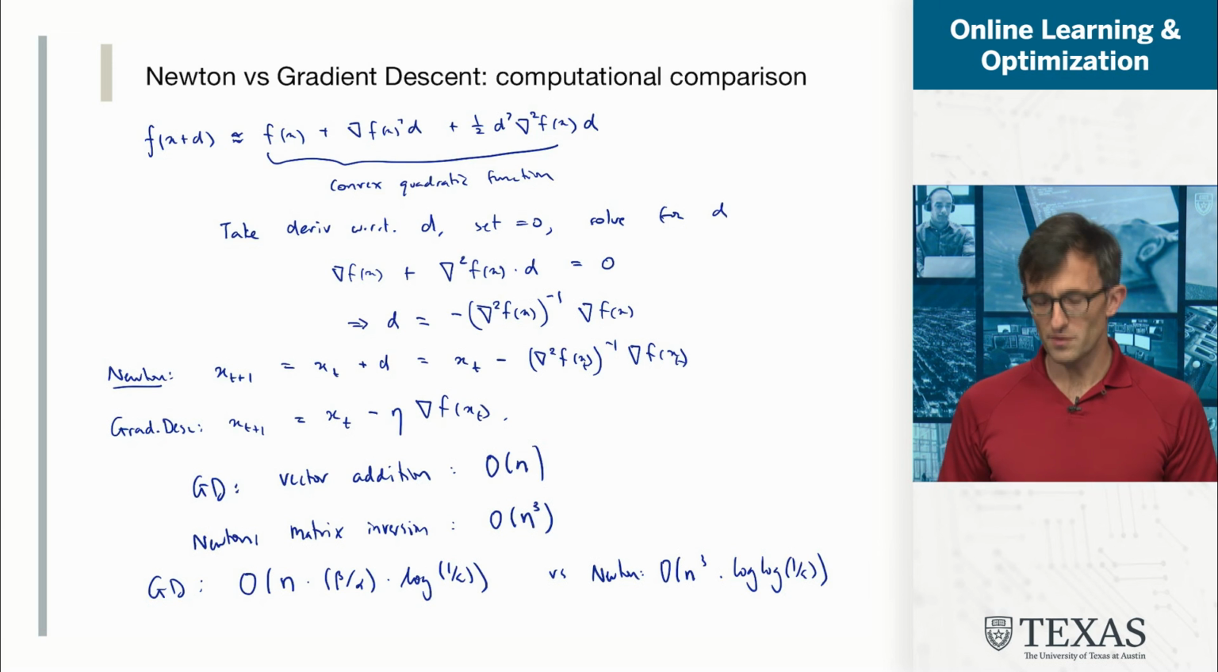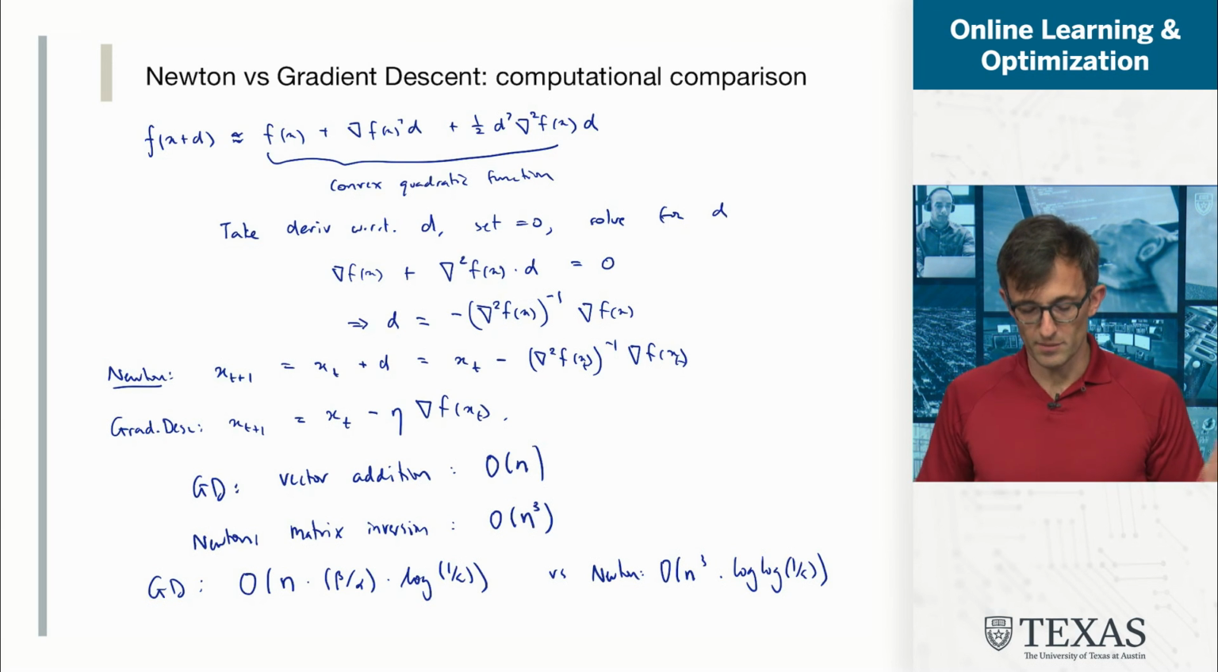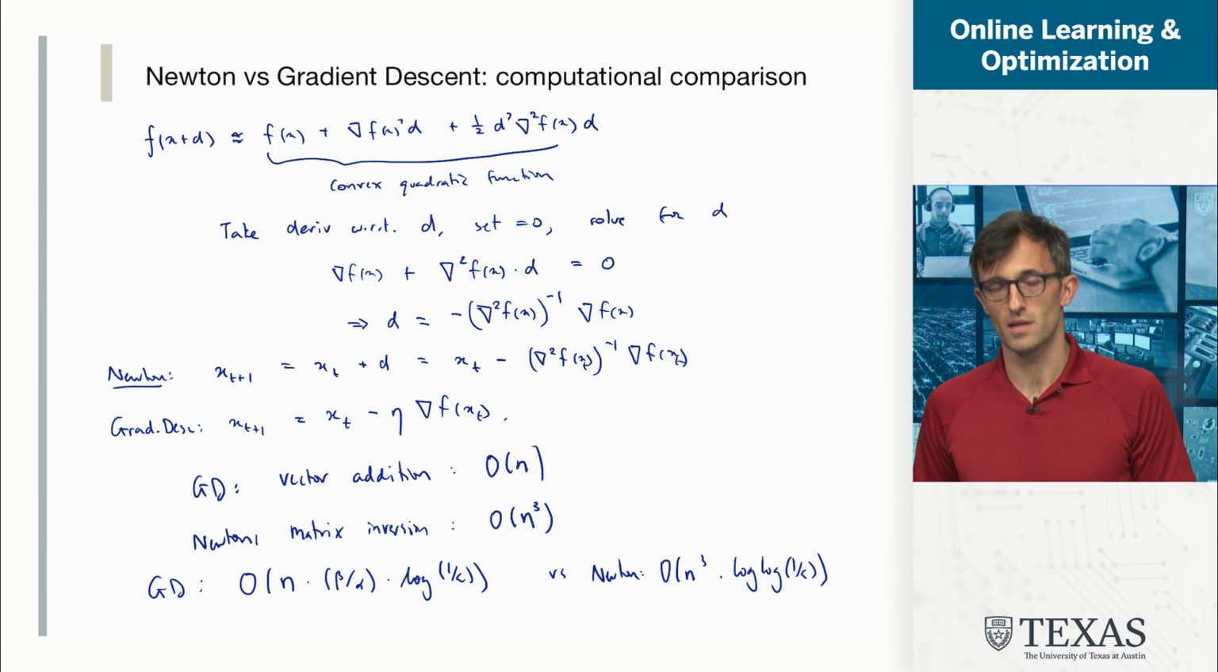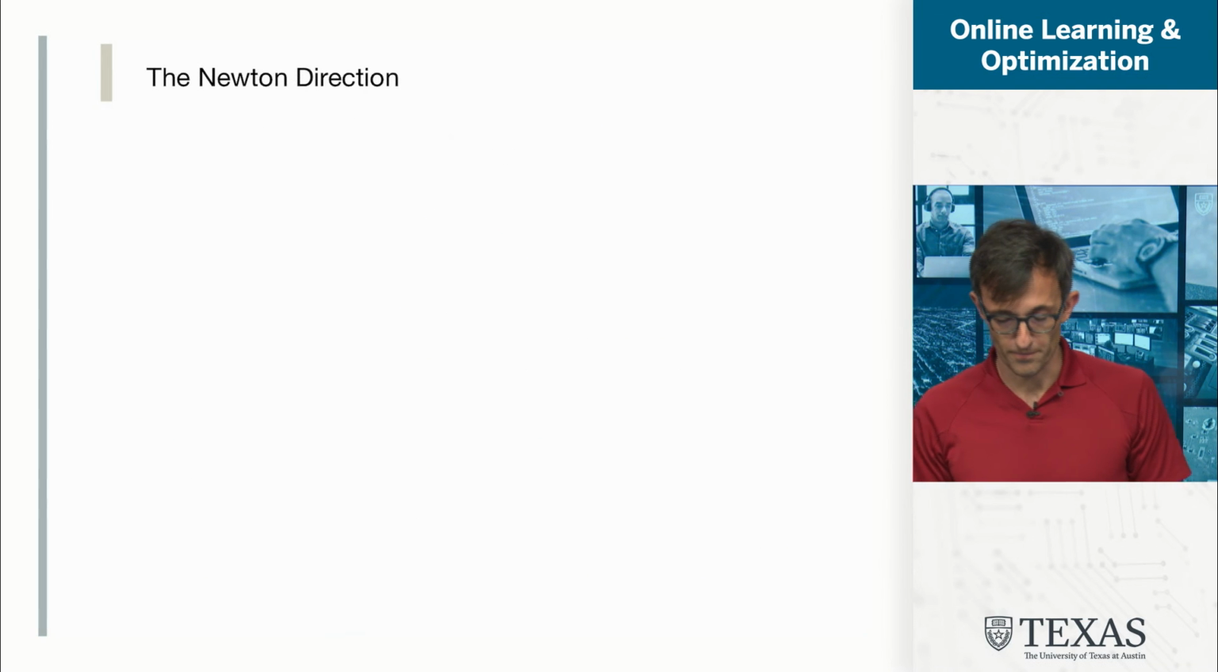So it's important to know these issues, because it's ultimately up to you, knowing your application and your computational resources, to decide what is the best optimization algorithm to use.